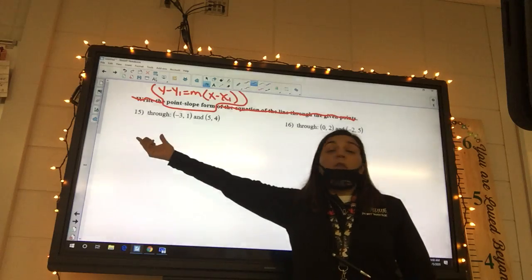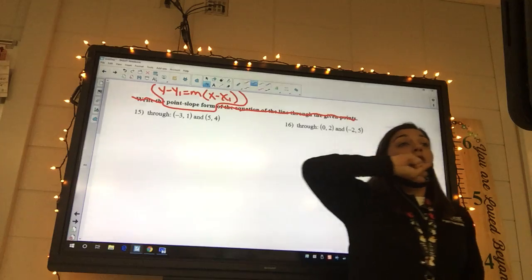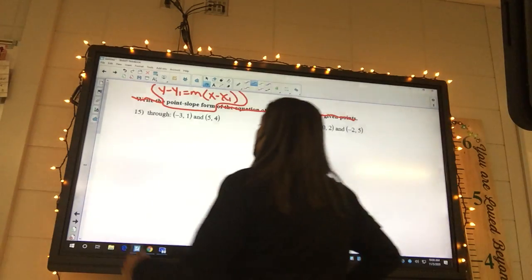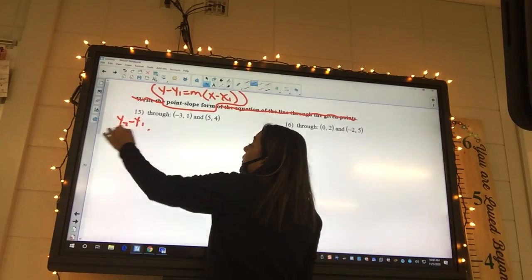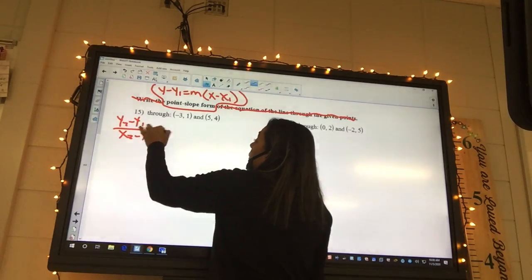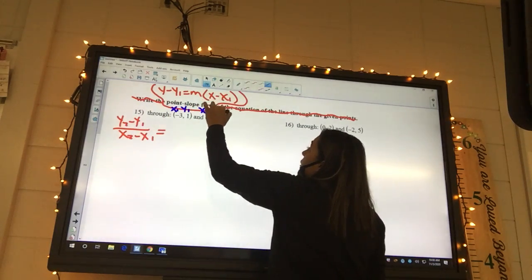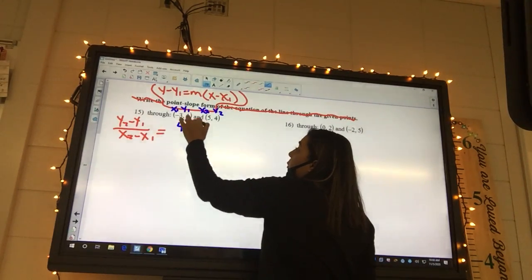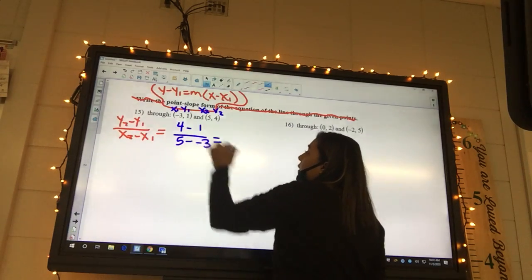What do we call these? Points. We're given 2 points. So what formula do I need to use? Slope formula. Okay, so my slope formula is what? Okay, so I'm going to label up here x1, y1, x2, y2. Okay, so I got y2 is 4 minus y1 is 1. X2 is 5 minus x1 is negative 3.